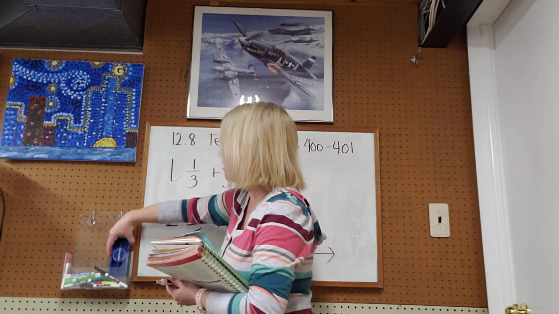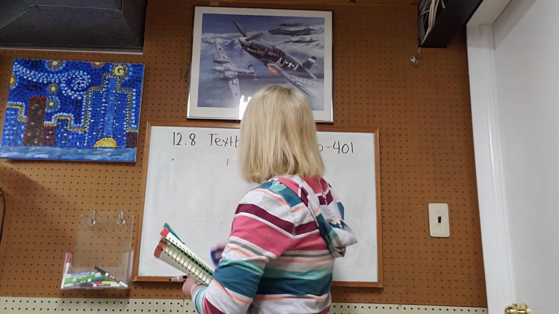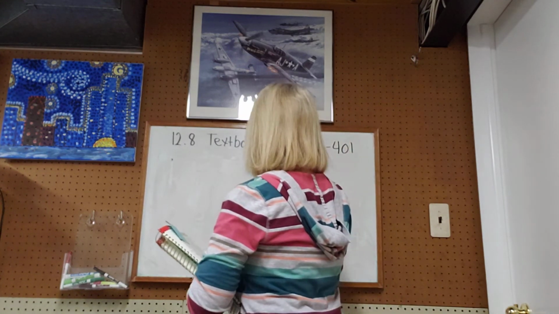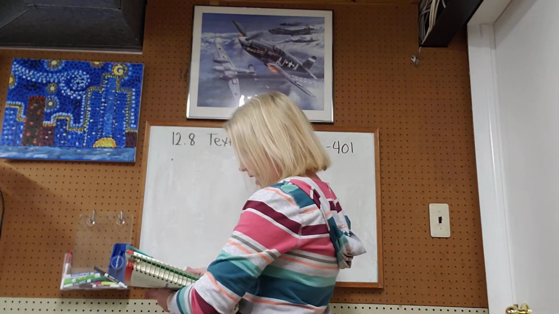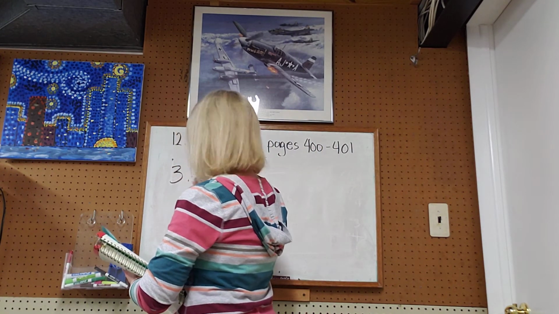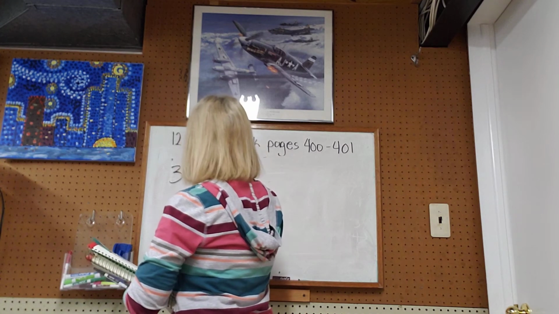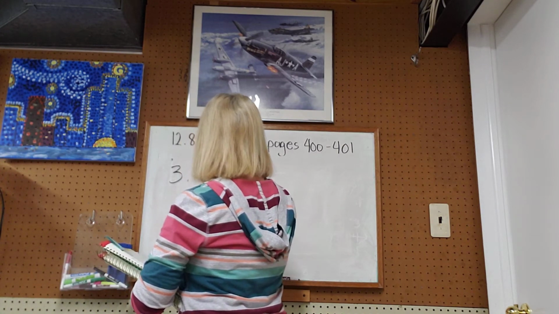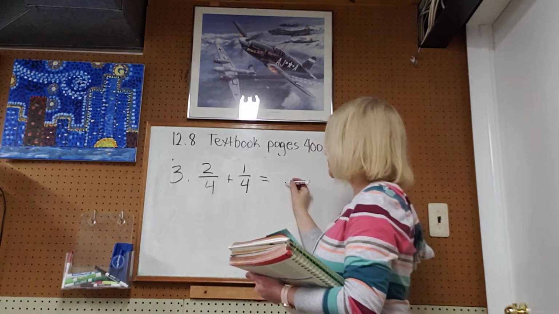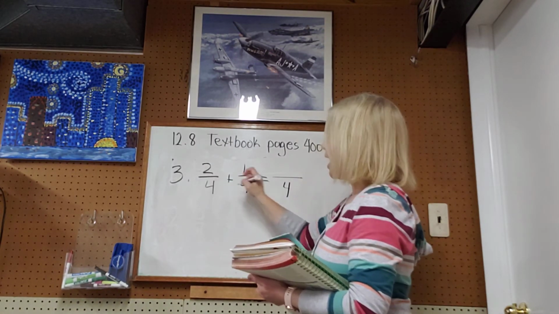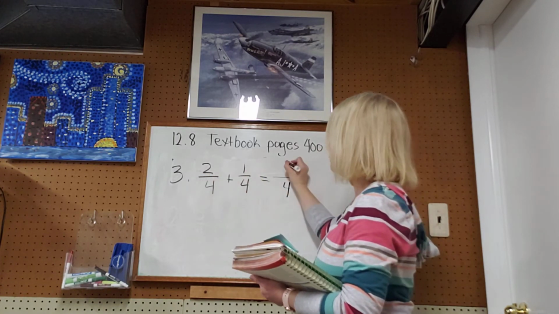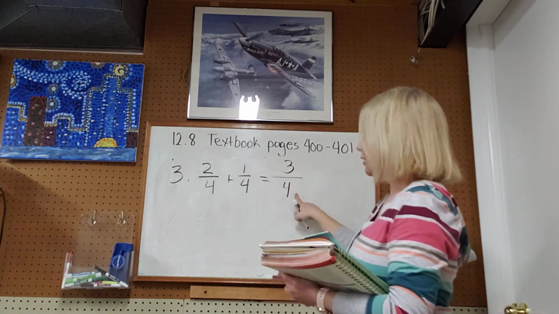Okay, let's get going. Number 3. You're adding 2/4 plus 1/4. Remember, your denominators stay the same, and you add your numerators. 2 plus 1. Your answer is 3/4.